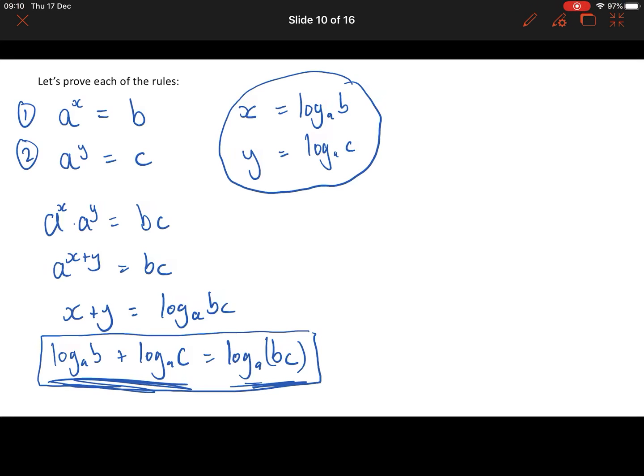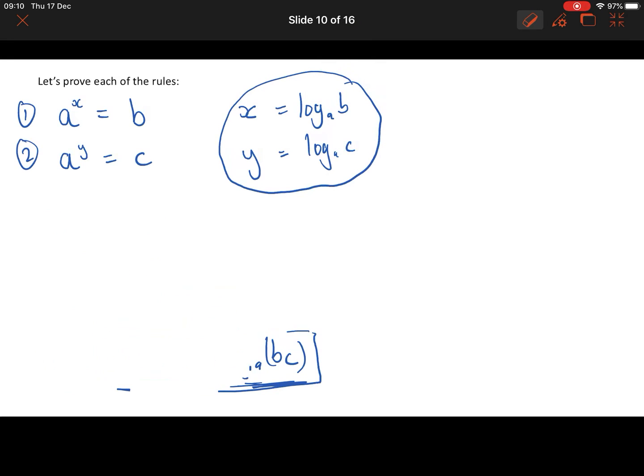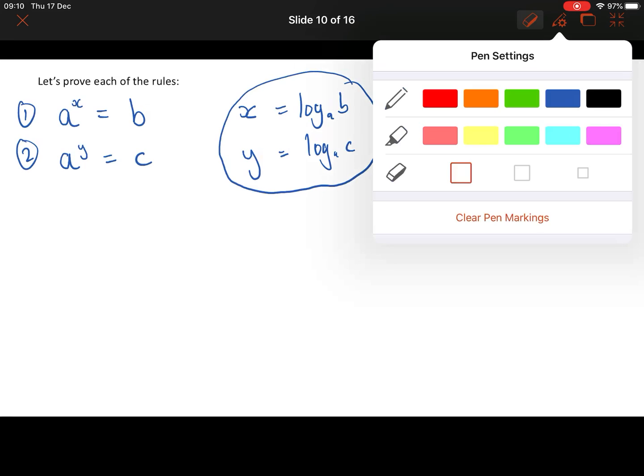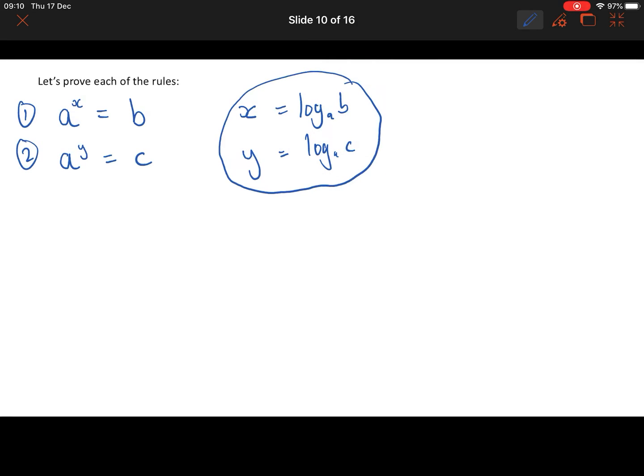Okay, I can combine 2 logarithms into a single logarithm. If I'm adding, I'll just multiply what is in the logs. Okay, so that is that rule proved.